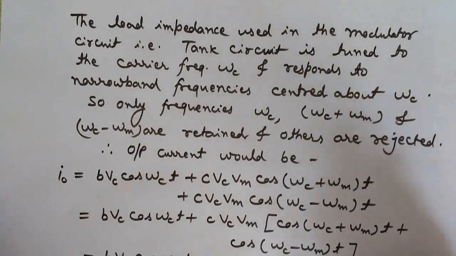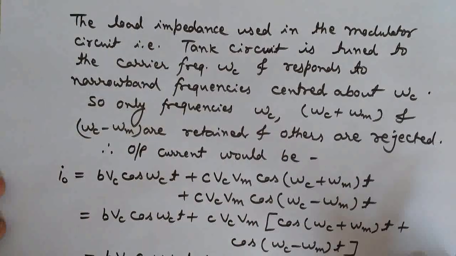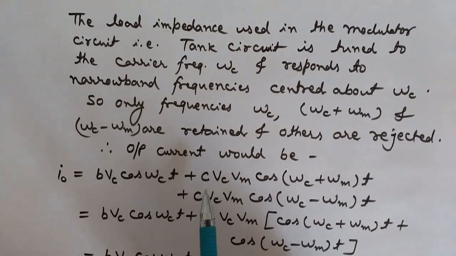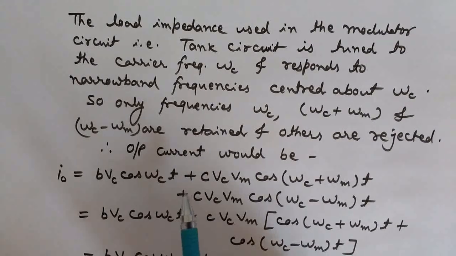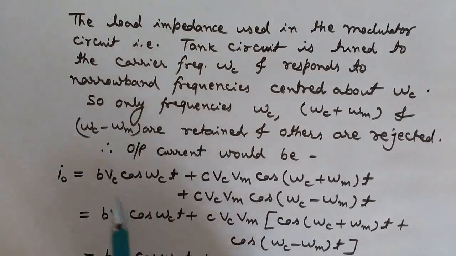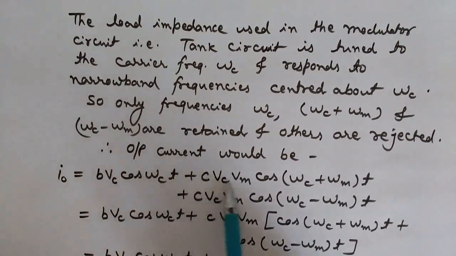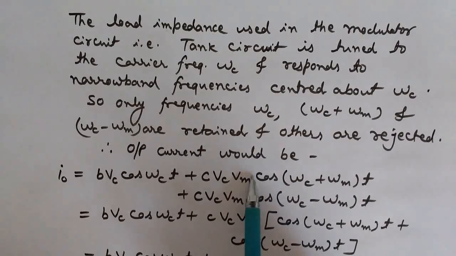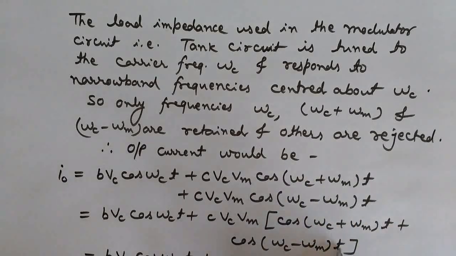Others will be rejected. So the output current takes only the second, fifth and sixth terms: carrier, upper and lower sidebands. This is the carrier part, BVC cos omega c t, and this one is the upper sideband, this is the lower sideband. Now, simple mathematics: take CVCVM as common in this whole expression, and in the bracket we have cos (omega c plus omega m) t plus cos (omega c minus omega m) t.